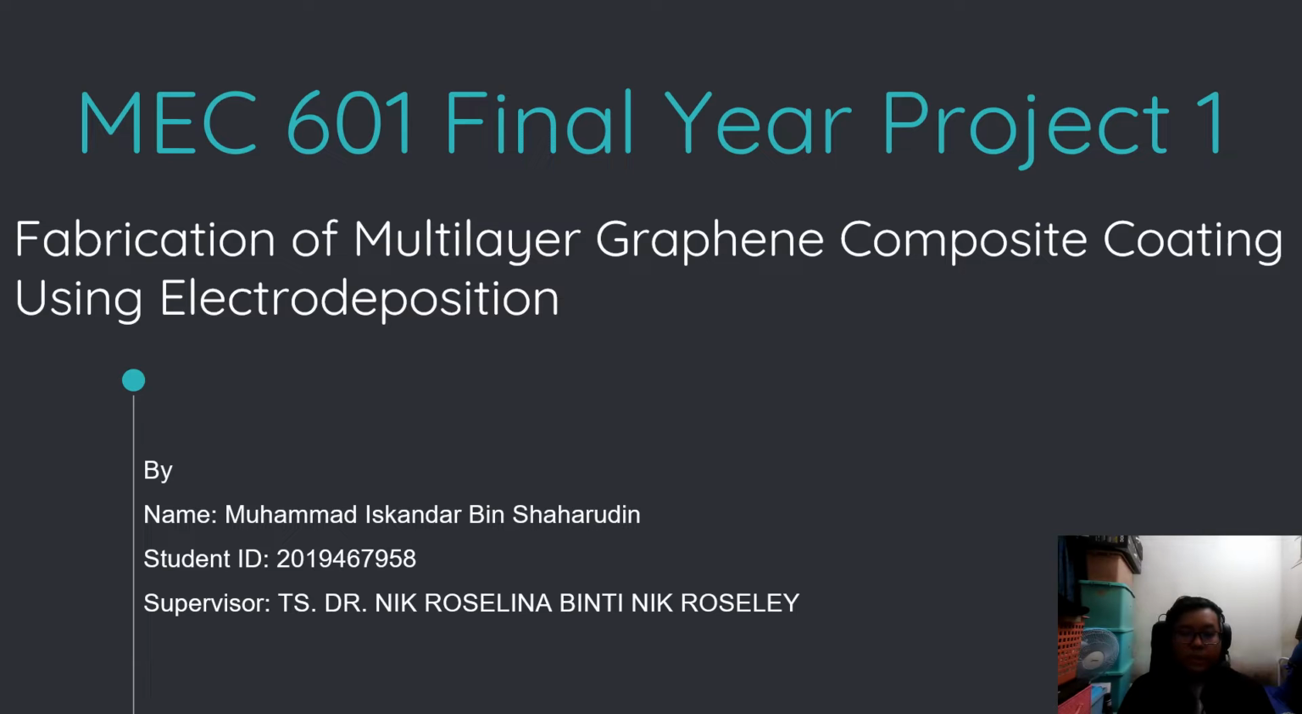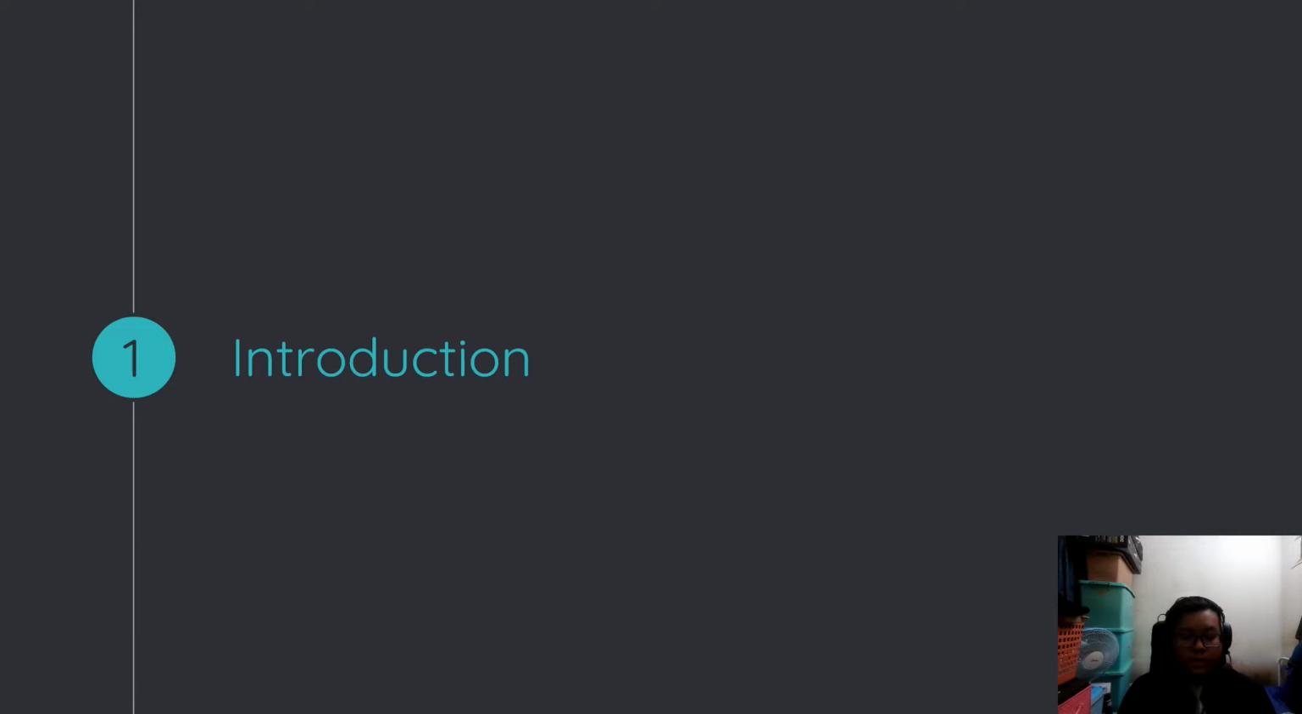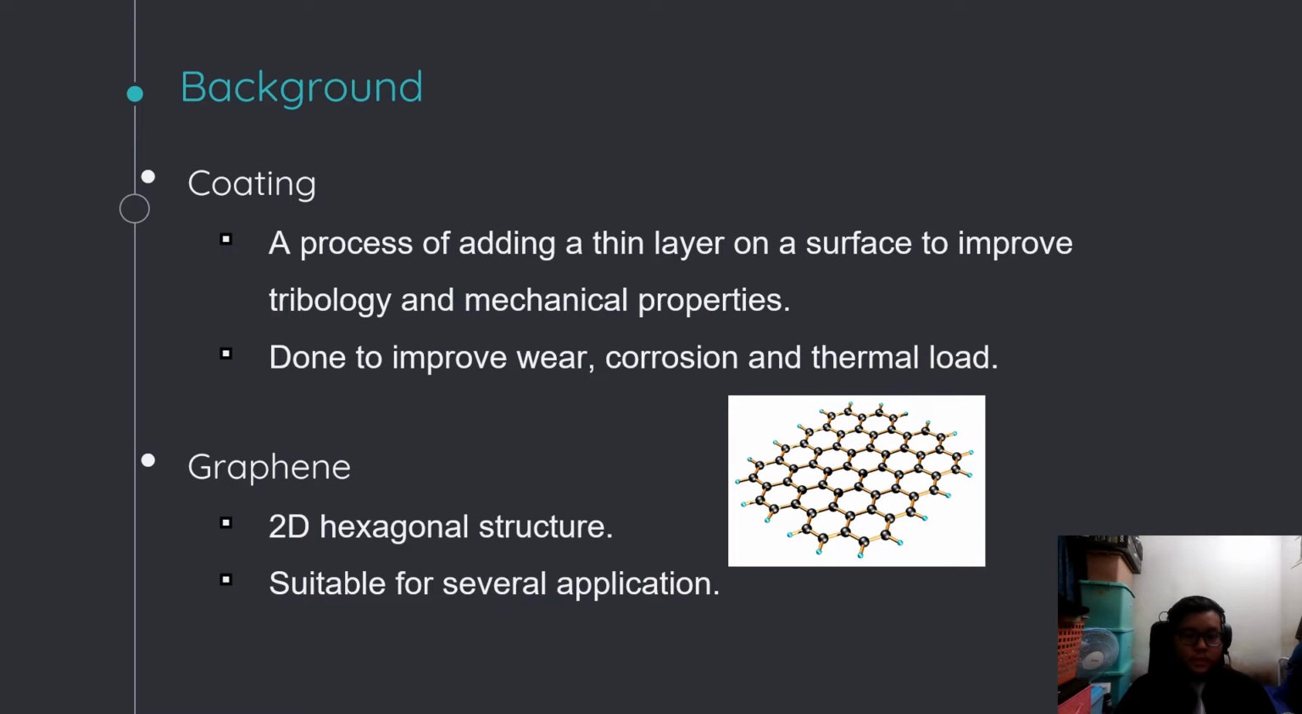Today I would like to present my final year project proposal. The title for my project is Fabrication of Multilayer Graphene Composite Coating using Electrodeposition. First, I would like to give some introduction to my final year project. First, I will talk about the background of my project.